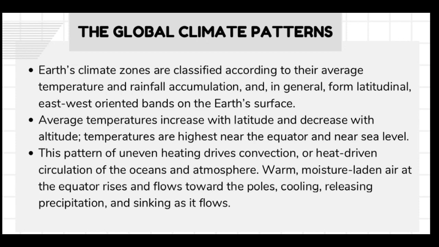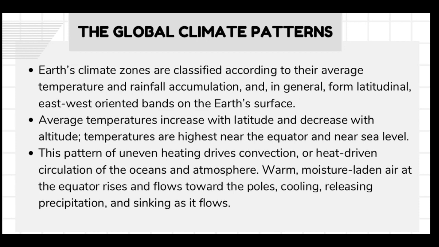Average temperature increases with latitude and decreases with altitude. Temperatures are highest near the equator and near sea level. At the equator, when the sun's rays are most direct, this is where temperatures are highest. At higher latitudes, the sun's rays are less direct. The farther the area is from the equator, the lower its temperature. These patterns of uneven heating drive convection, or heat-driven circulation, of the oceans and atmosphere.